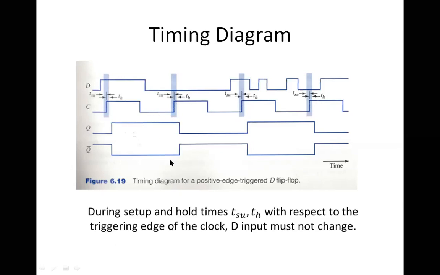Is there a change in the value of Q? Students, respond. No change, sir. Yes, from this point to this point, there is no change at all, even though your clock has changed. It is waiting for the rising part of the clock. So once the rising edge comes here, it sees the value is 0. After the hold time, that 0 will come and sit here.